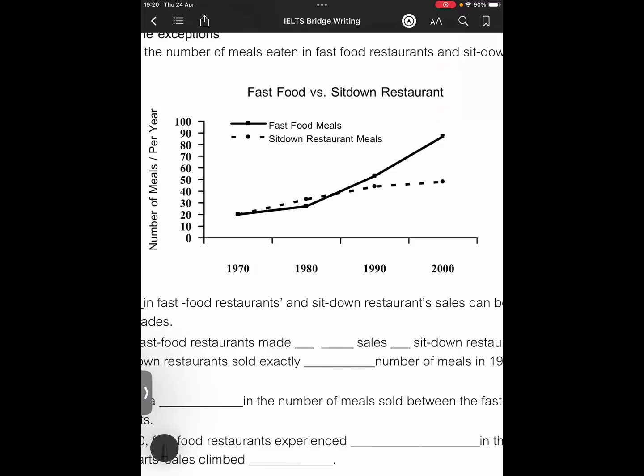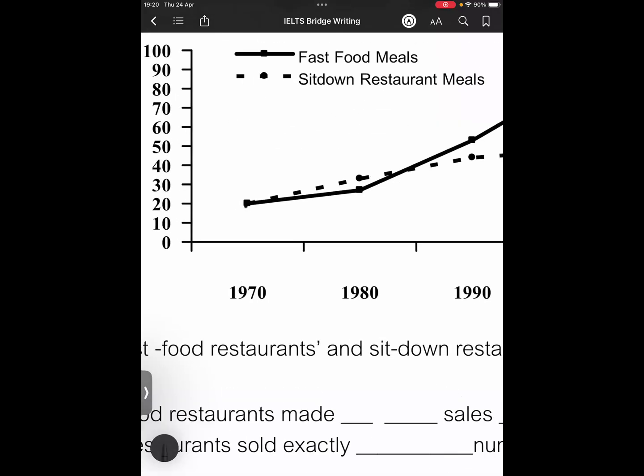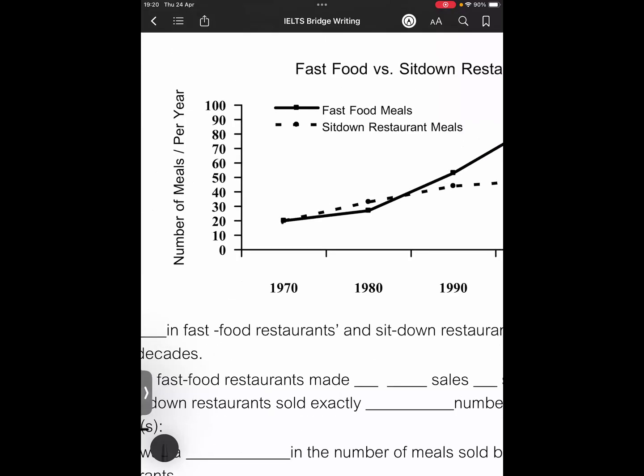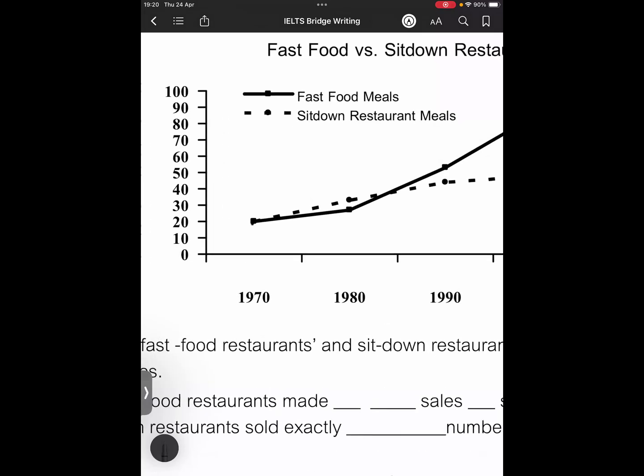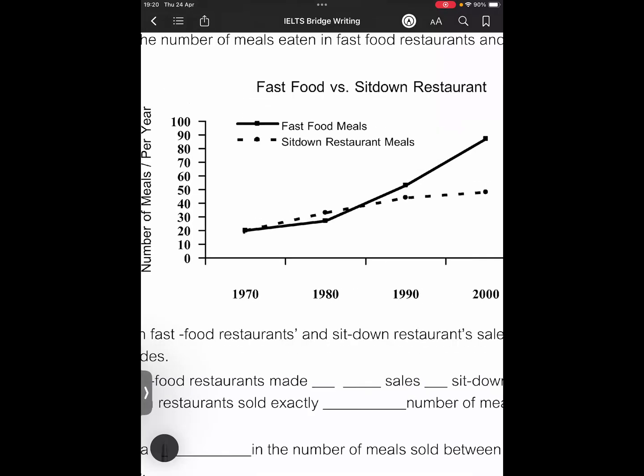focus on some smaller segment of the chart, you will see that in 1970, both fast food and sit-down restaurant had a very humble beginning. They had the exact same sales figures in 1970, and that is 20 something, right? 20 meals. I'm not sure how this is measured. Okay, with 20 units of sales. Doesn't matter how it is measured.